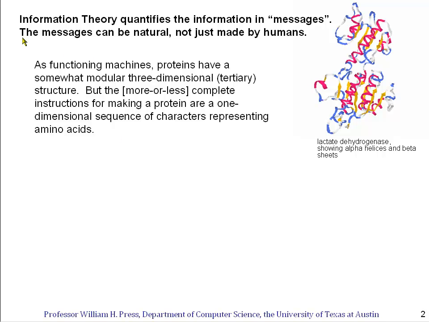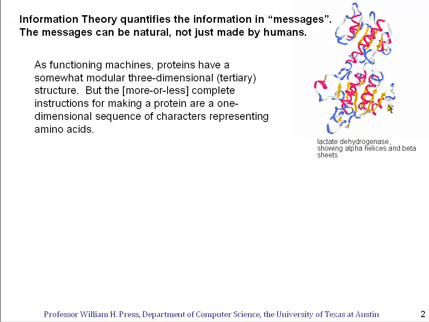I'll give you a few bits of introduction to information theory. That's a pun, of course. Information theory quantifies the information in messages. These messages could be man-made, human-made messages, for example, a long string of letters in a radio code, or they can be natural, for example, a long string of amino acids that make up a protein in the human genome. So let's do that second one as an example.